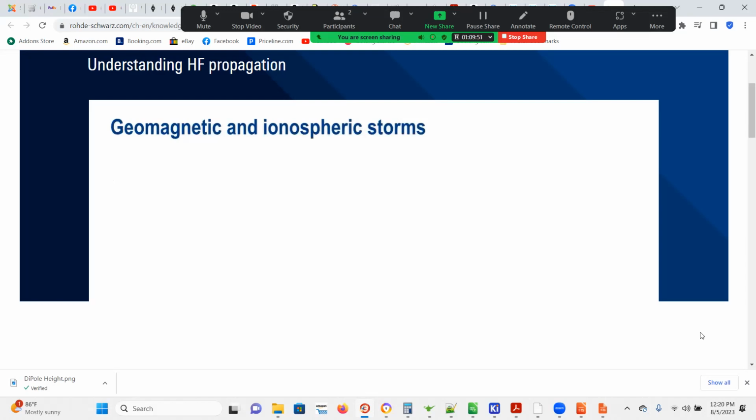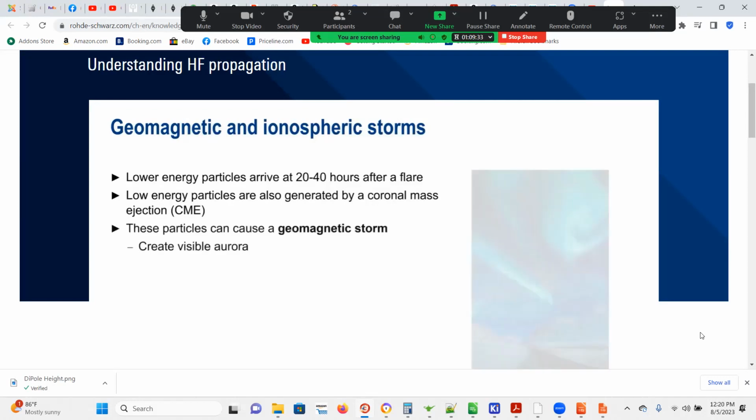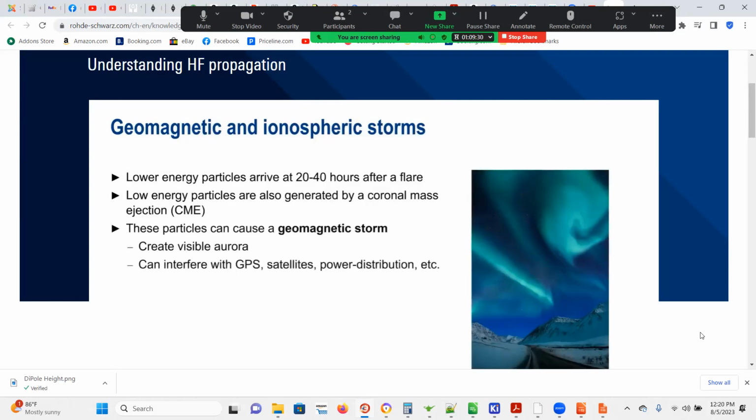Geomagnetic storms are caused by lower energy particles arriving at the Earth. This occurs 20 to 40 hours after a solar flare. These particles can also be generated during something called a coronal mass ejection, which can occur independently of a solar flare. In either case, these particles can cause geomagnetic storms. Geomagnetic storms produce visible aurora, but they also can interfere with GPS signals, satellites in general, terrestrial power distribution networks, etc. Geomagnetic storms don't directly interfere with HF propagation, but they can create ionospheric storms.